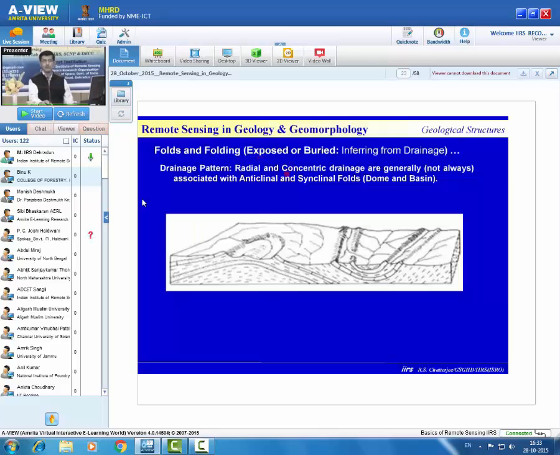Now from the drainage also you can interpret a folded structure, but this criterion is not very confirmatory. So generally radial or concentric drainage are associated with anticlinal and synclinal structures. Here you can see the drainage is radial. So radial drainage says that there may be an anticlinal structure, and if the drainage is concentric, that represents that it may be a synclinal structure.